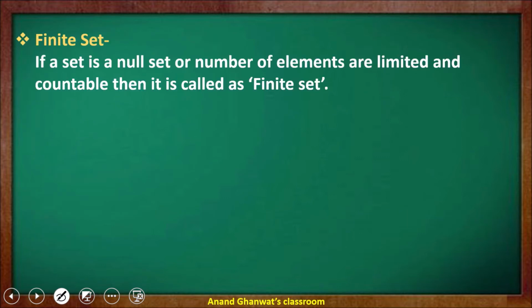Now third type of set, that is finite set. If a set is a null set or the number of elements is limited, countable, then it is called a finite set. Means we understand here that a null set is always a finite set, or an empty set is always a finite set, and also the set which has a limited number of elements or countable number of elements is also called a finite set.